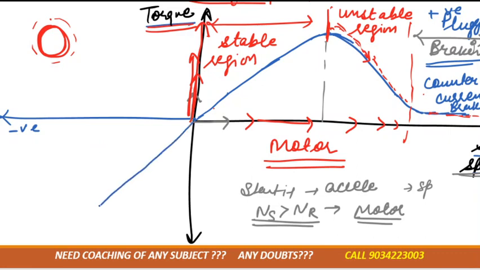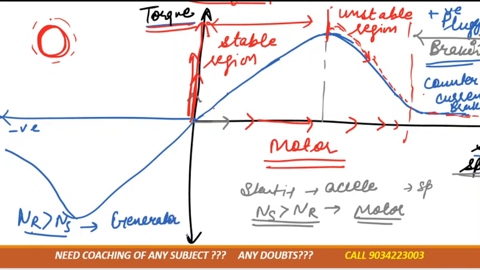If we draw the same graph on the negative side, first speed is increasing, then torque is decreasing. First torque is increasing on the negative side, then torque is decreasing on the negative side. Here in this case nr is greater than ns, and if rotor speed is greater than stator speed, then it will work as a generator. This is for torque, this is for speed. If NR is greater than NS, then it will work as a generator. If NS is greater than NR, it will work as a motor.